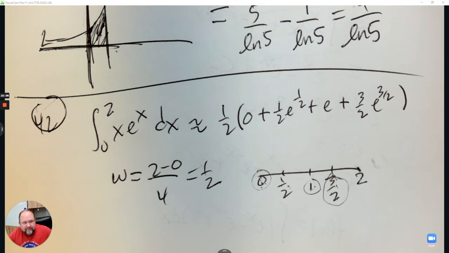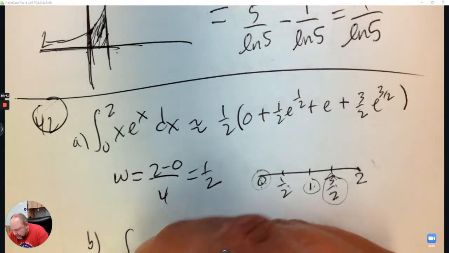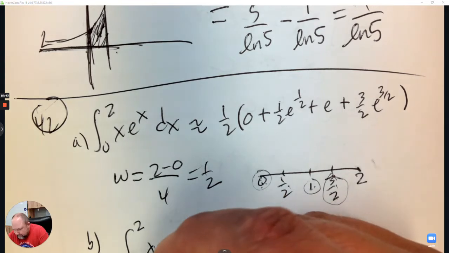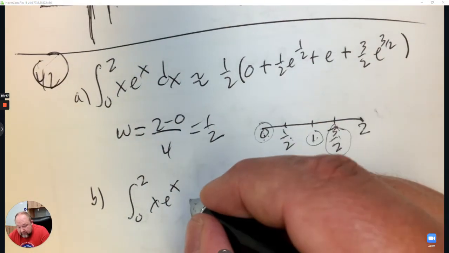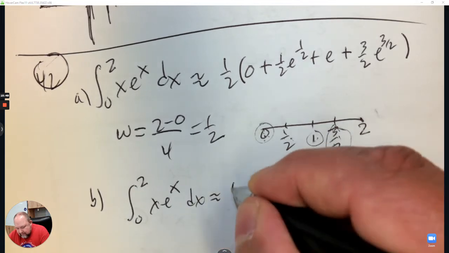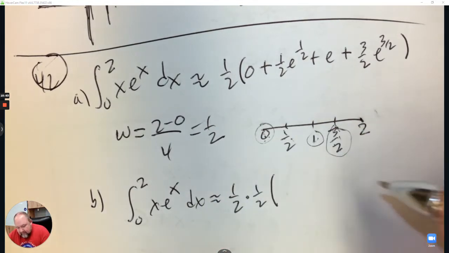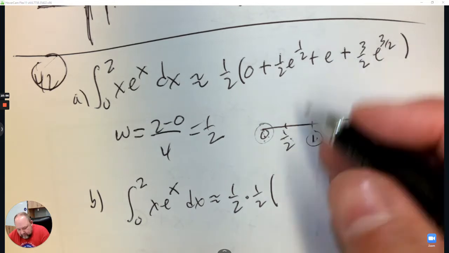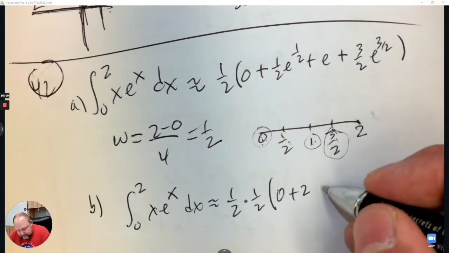In part B, it says the trapezoidal rule to do the same thing. Again, 4 equal subdivisions, so we already did that part. Now the trapezoidal rule starts with 1/2, and then the width is 1/2. Again, I'm going to use this number line. So the first height, you plug in 0. The second height, you double it.